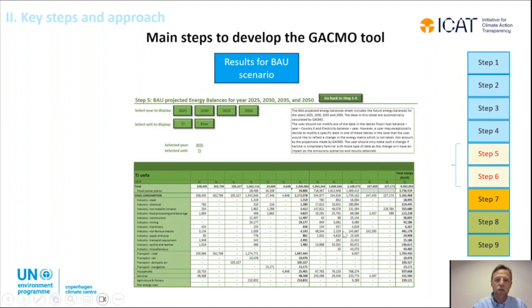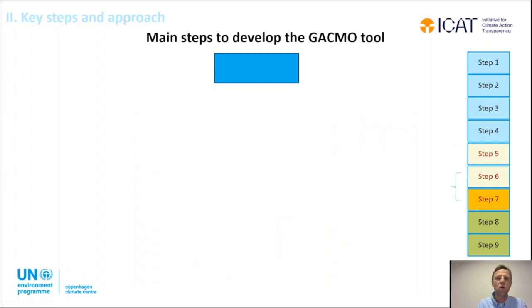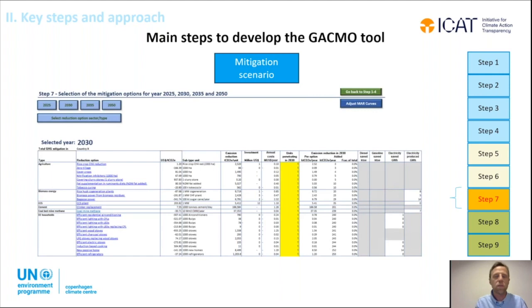As I have mentioned, the results of these projections for the business as usual scenario can be visualized by the user in step 5 and step 6, where the user will find the table with all the data corresponding to the projected energy balance and GHG balance for the different years. So this is the way that the GACMO tool builds the business as usual scenario. So what about the mitigation scenario?